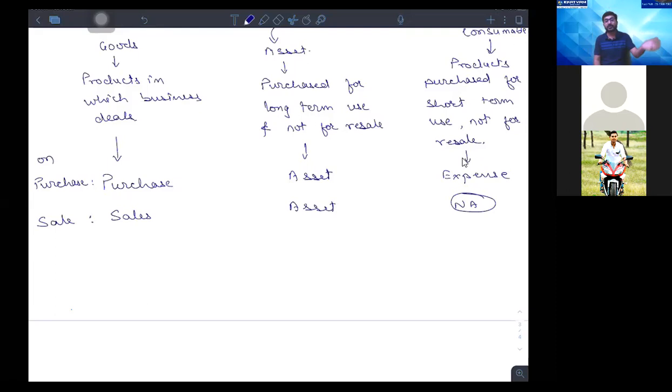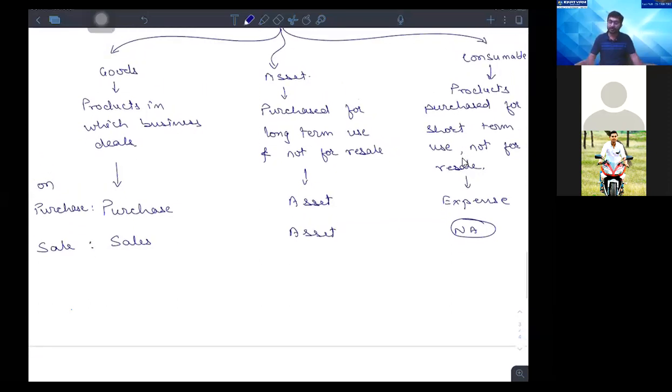When you sell the goods, the account getting affected is the sales account. When you purchase or sell the asset, in that case, the account getting affected is not purchase or sale. In that case, the account getting affected always will be the asset account. Whereas in the case of consumable, there is no question of selling it because we have not purchased it for the purpose of resale.